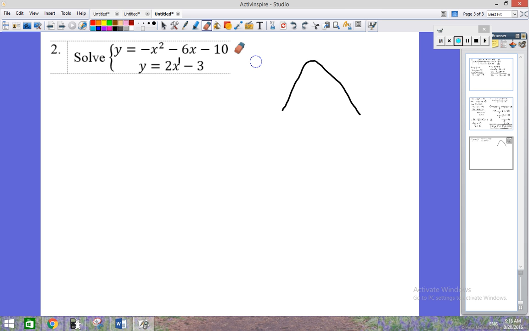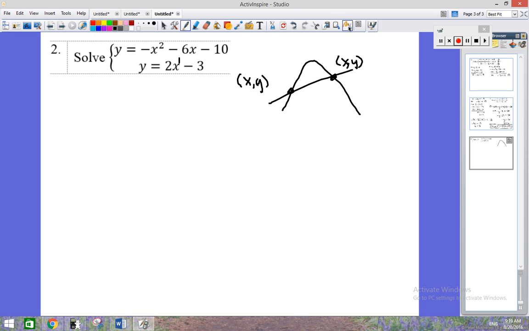Alright, so it's possible that the line could come in here and touch that one place, but the intention was for it to intersect at 2 places, and for you to find the 2 points of intersection and give the x coordinate and the y coordinate for each point.